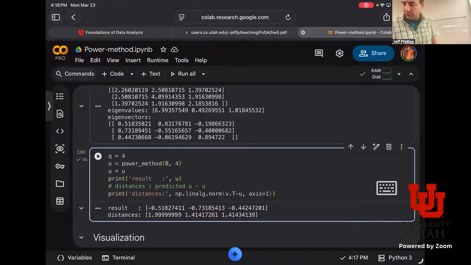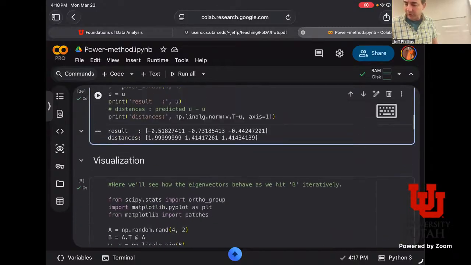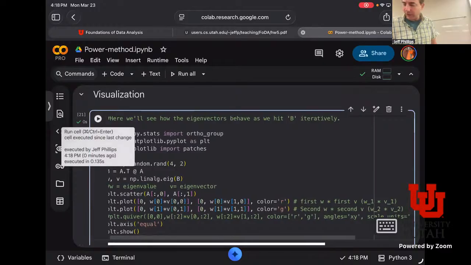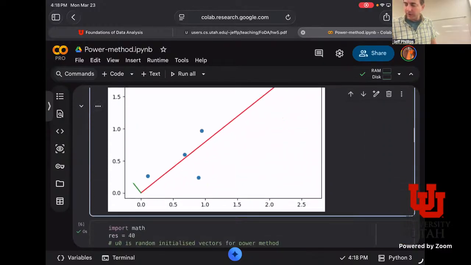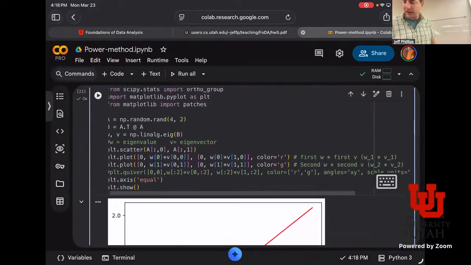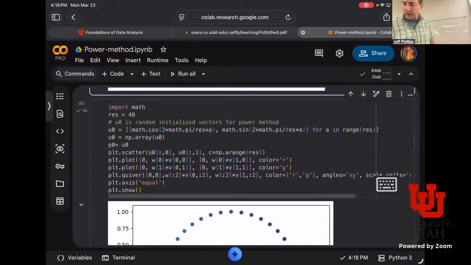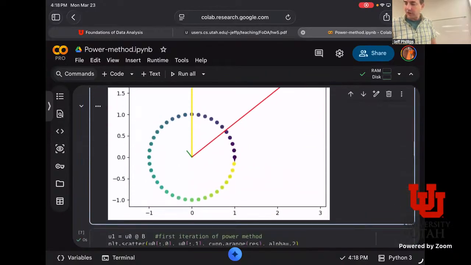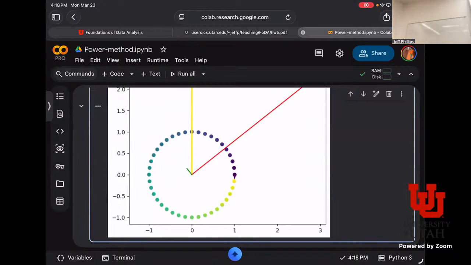What's cool is what I want to show is this visualization here. We're starting with this, our data set A, and instead of a random vector, we're going to choose a bunch of choices for our guess of the random vector. These are our guesses for the random vector. I'm going to pick evenly spaced unit vectors around the circle. This red direction will be the first eigenvector.